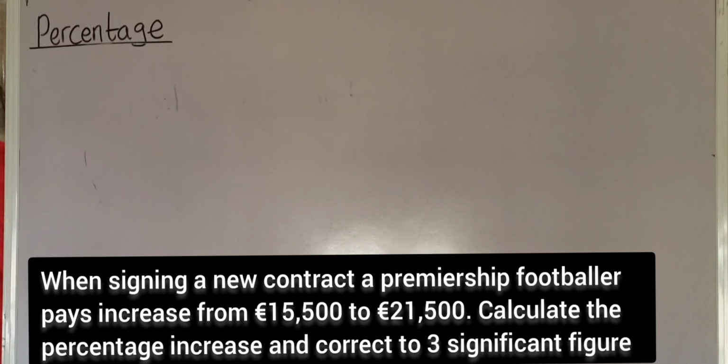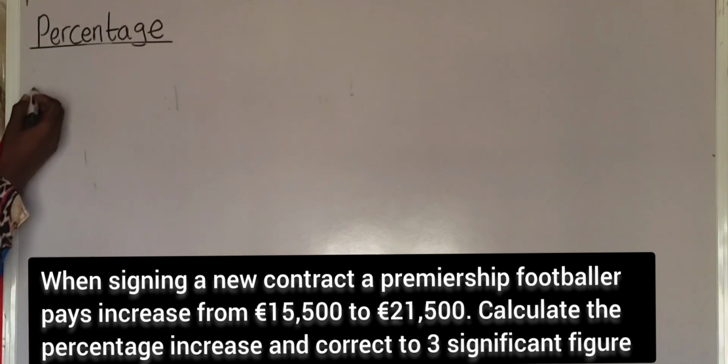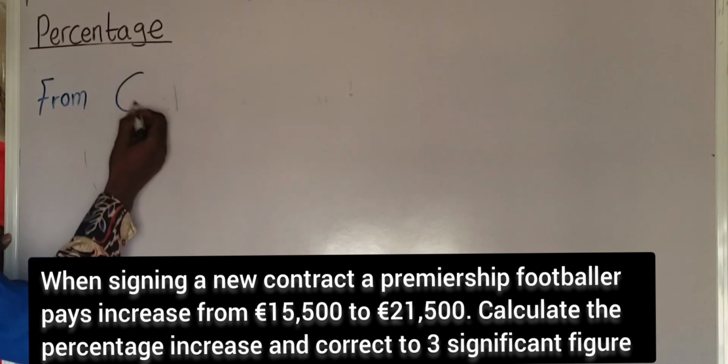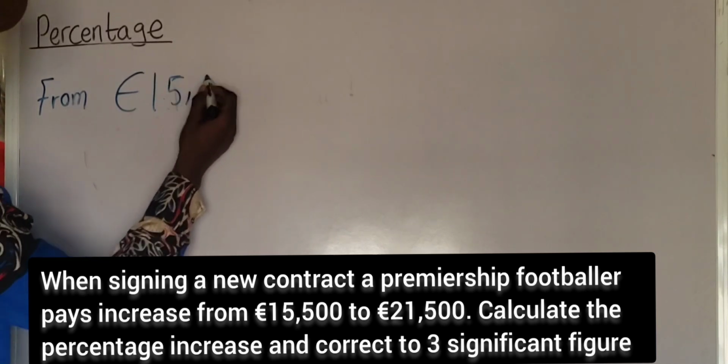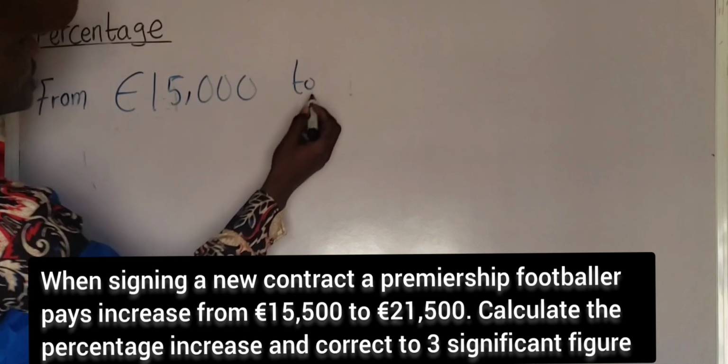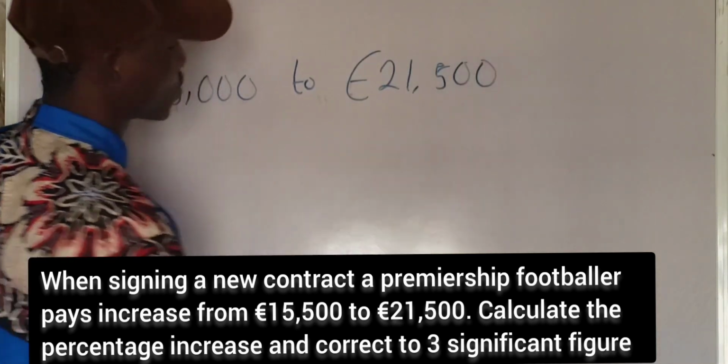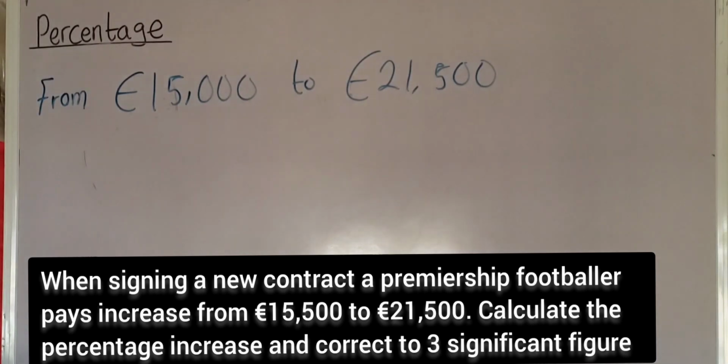Okay? Let's start by writing out the parameters that we are given in the question. We are given that the footballer's pay increased from €15,500 to €21,500. Now we are asked to calculate the percentage increase and we should correct our answer to 3 significant figures.